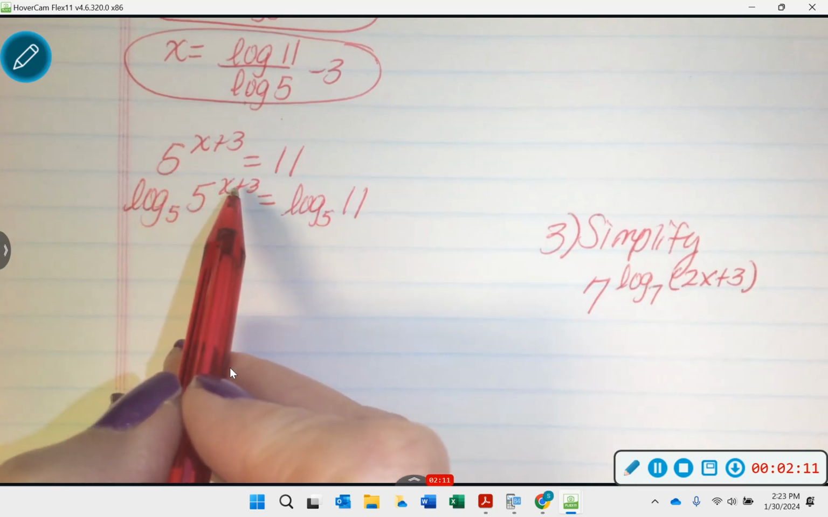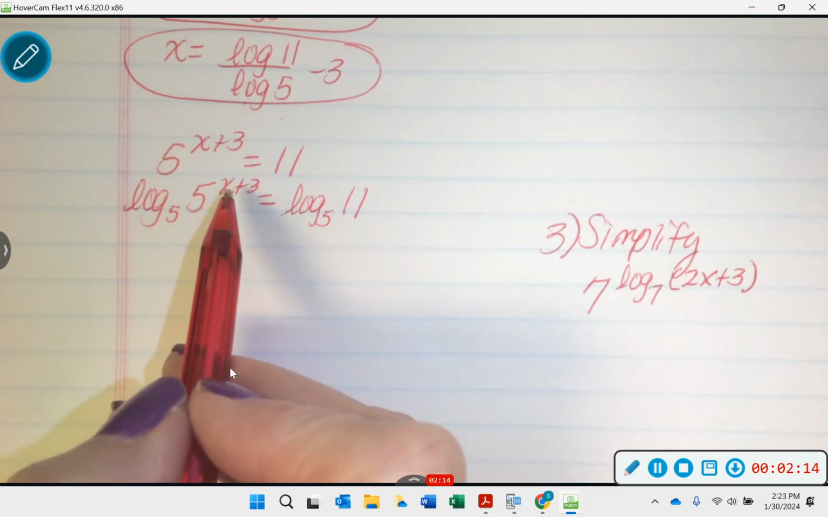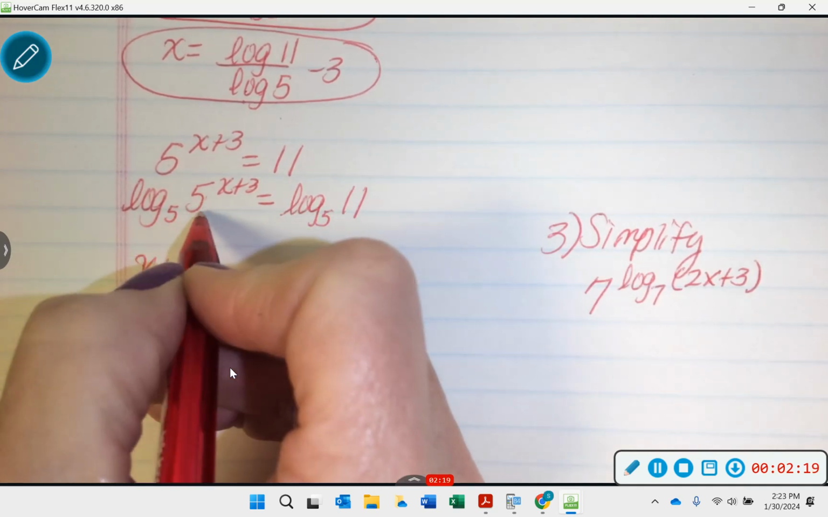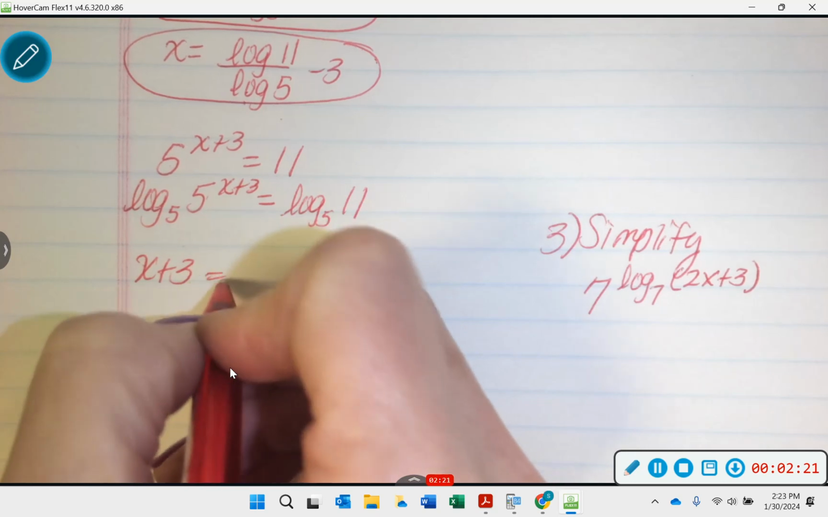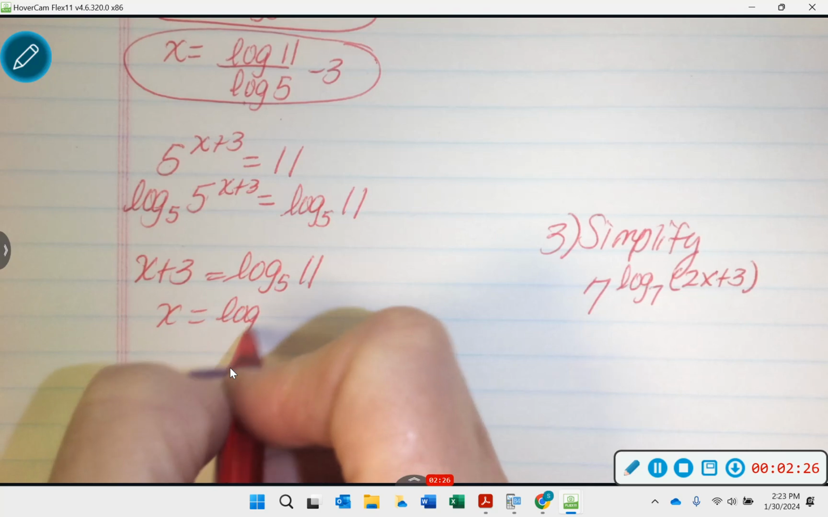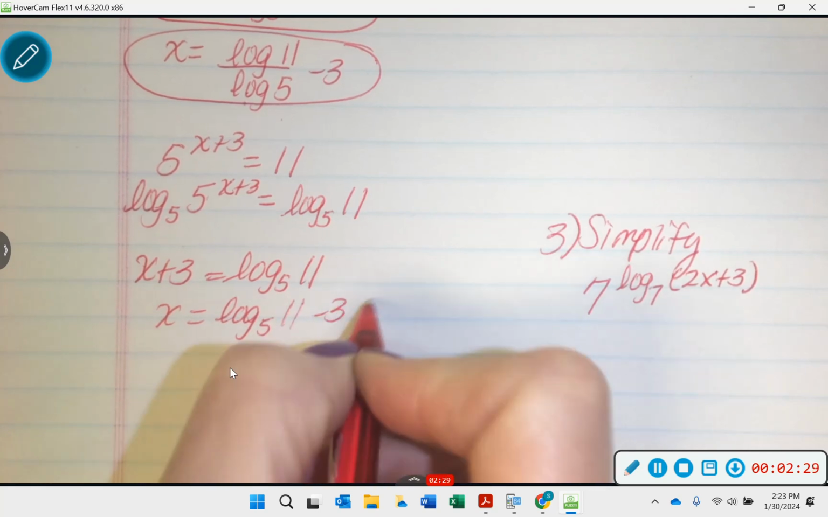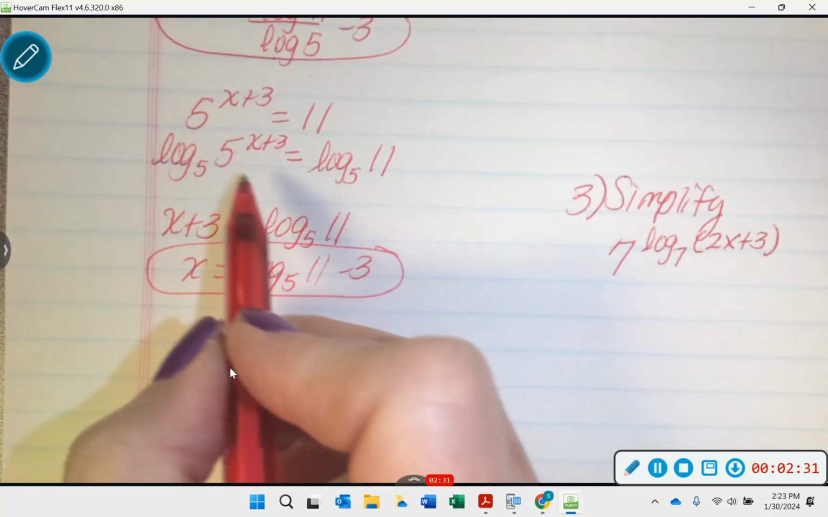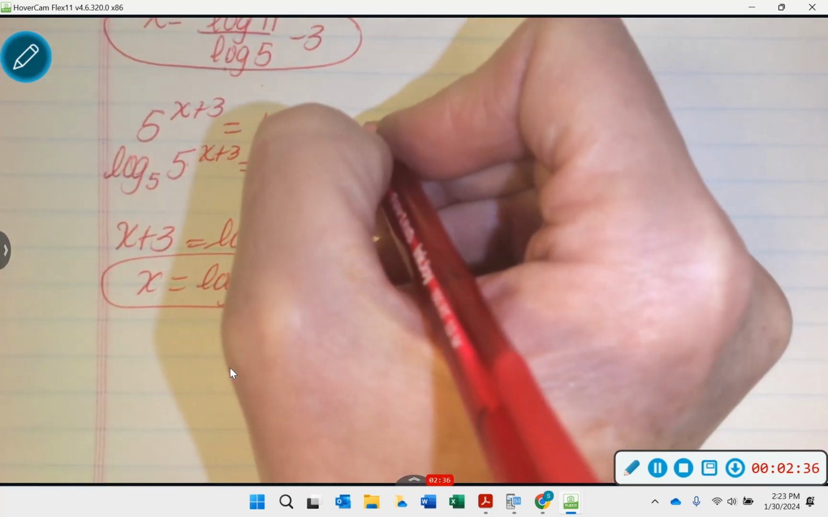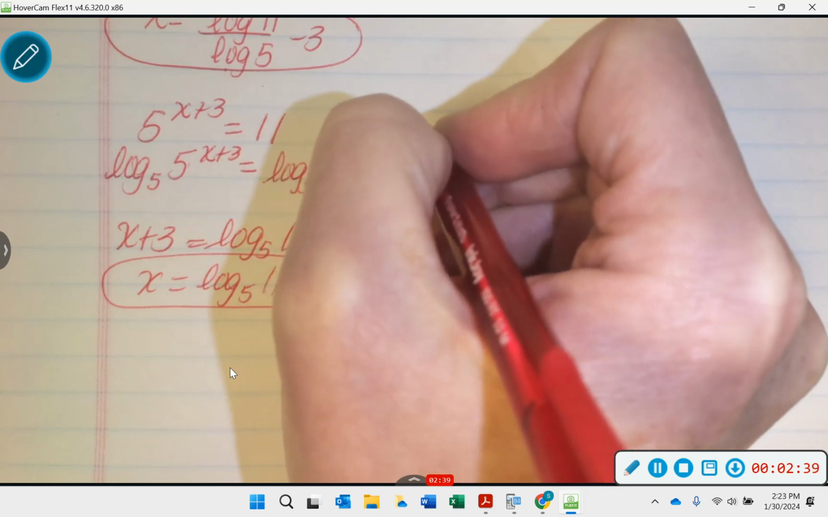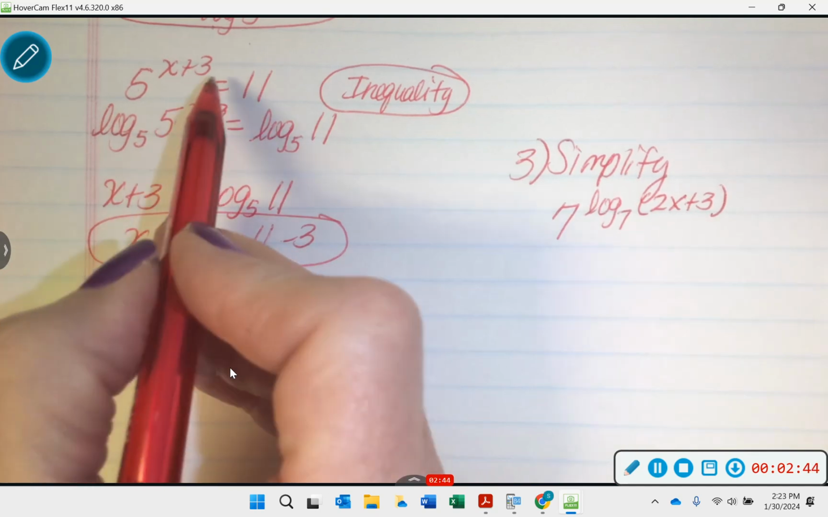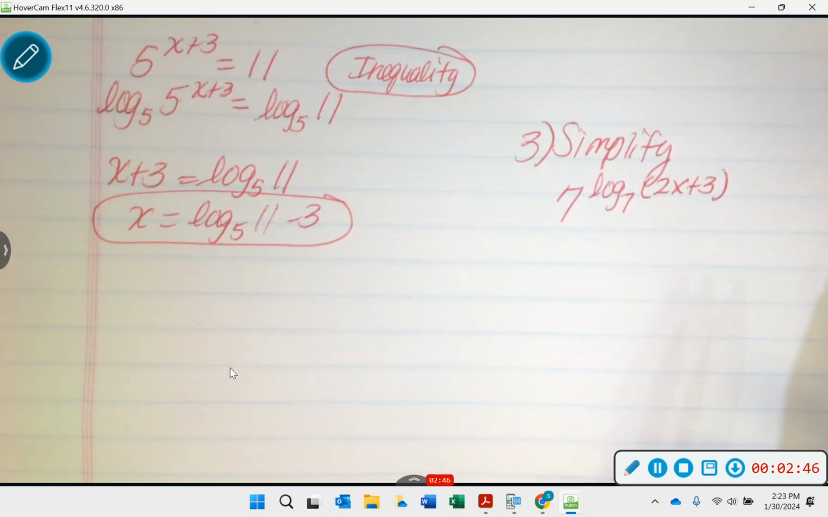What happens if we have an exponent and we have a log? What can it become? Coefficient, right? And what is log base 5 of 5 equal to? 1. Do you see how I'm going to get that same answer doing it this way? I'm now going to subtract the 3, and I get the same exact answer doing this with the inverse operation. And this is the way you're going to want to do it when you have an inequality. This is going to be the best method. Inequality meaning less than or greater than.